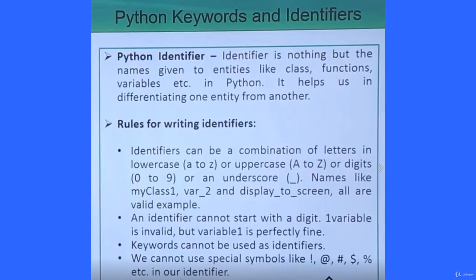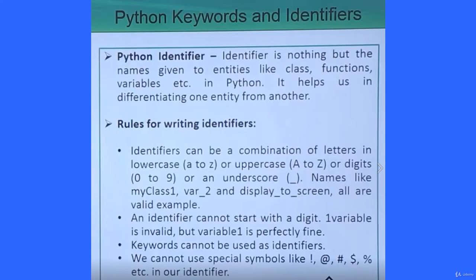Let us discuss Python identifiers. Python identifiers are nothing but the names given to entities like classes, functions, variables, etc. That's why they are known as identifiers, and they are used to name a class, a variable, a function. In Python, they help us differentiate one entity from another entity. That's why all the function names should be distinct, and all the variable names should be distinct.